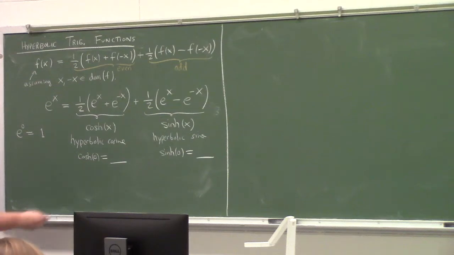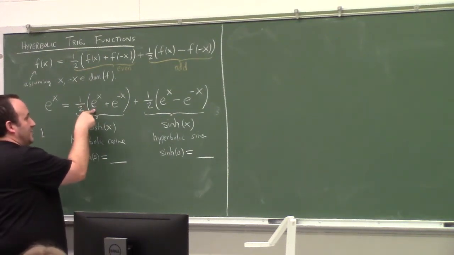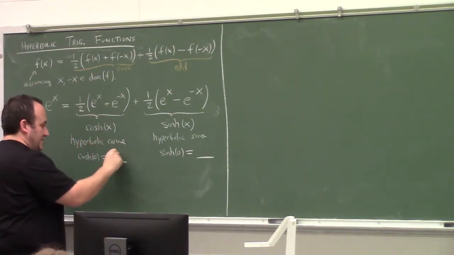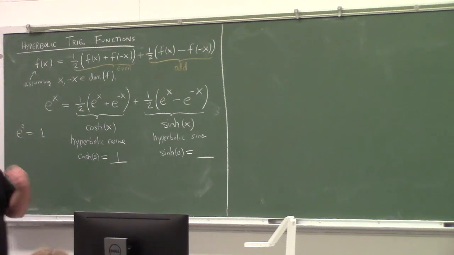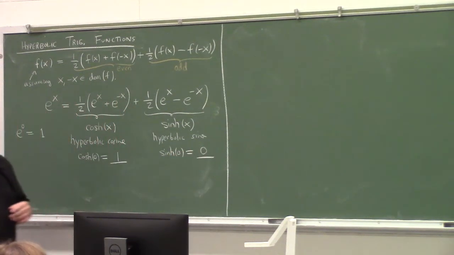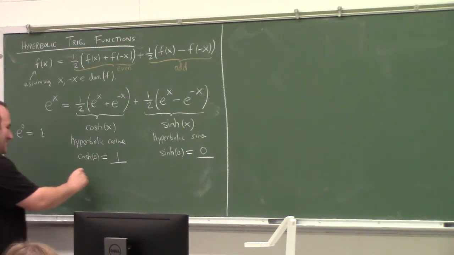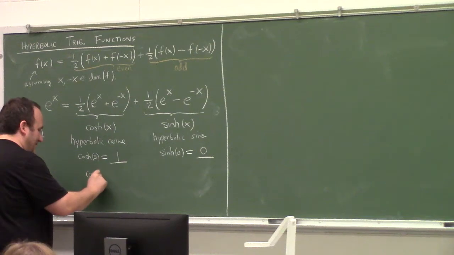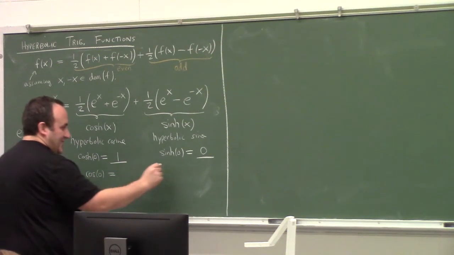Anyway, so 1/2 of 1 plus 1 is 1. Cosh of 0 is 1. What's sinh of 0? 0. Very good. I know some of you have seen trigonometry in high school, right? Admit it. So you remember, what is cosine of 0 equal to? What's sine of 0 equal to?